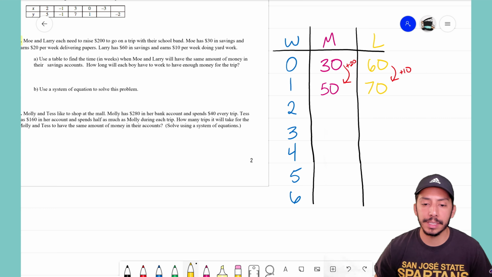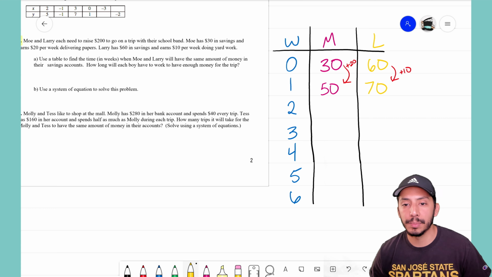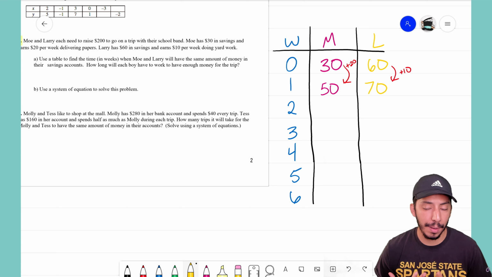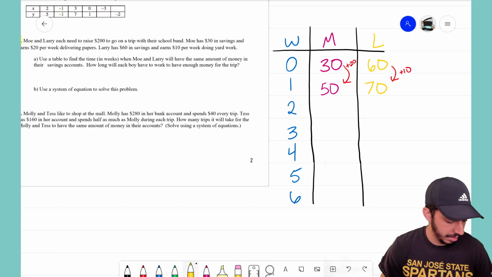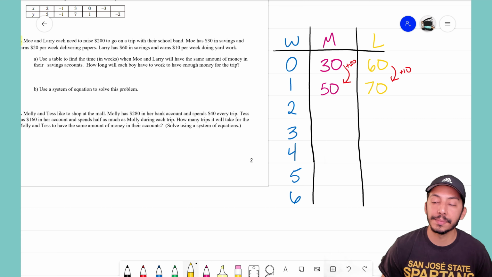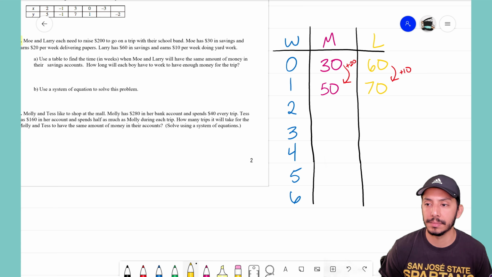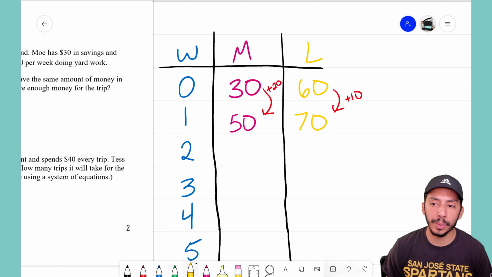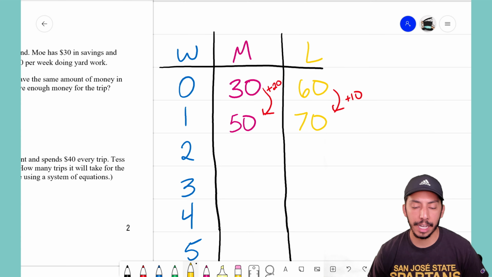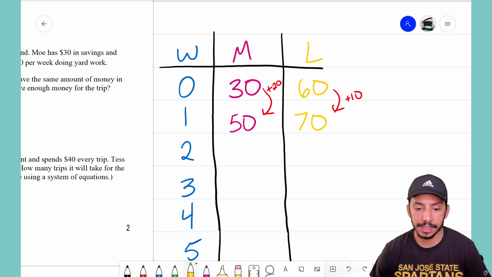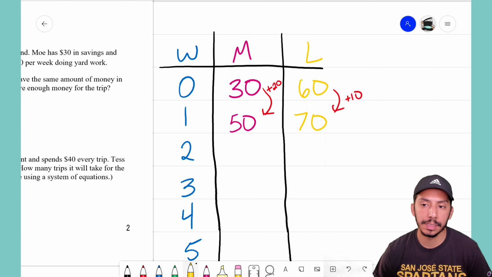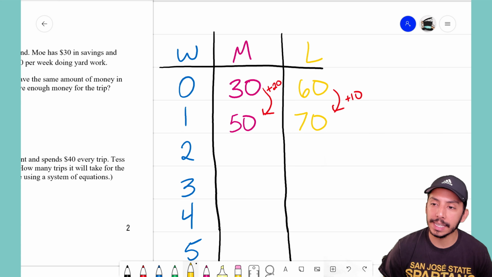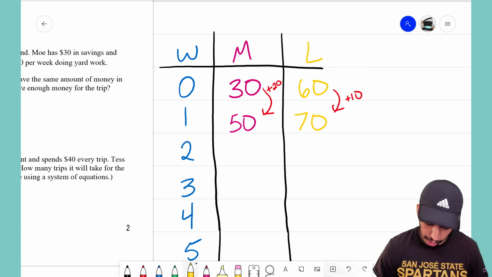So if we continue this pattern down, what week do Mo and Larry both have the same amount in their account? Let me know in the chat what you think. We want to continue that pattern as we move down. I got one person saying week 3, another person saying week 3. All right, I'll give you a chance to try it on your own. Another person coming through with week 3. I like it. Cool. All right, I'm going to just start to work this out.